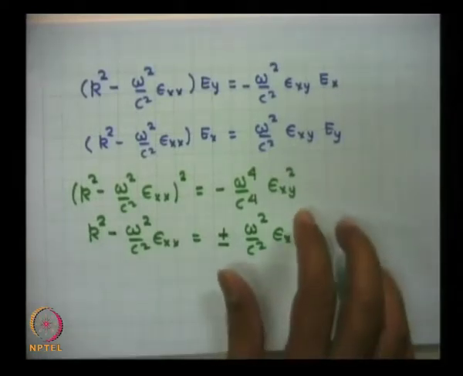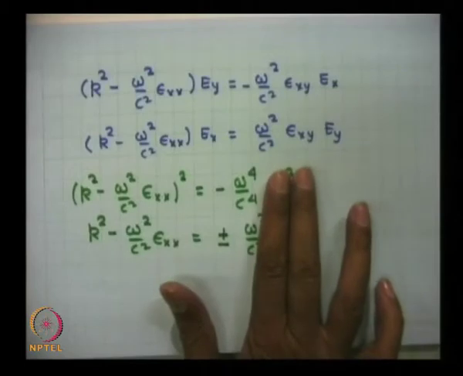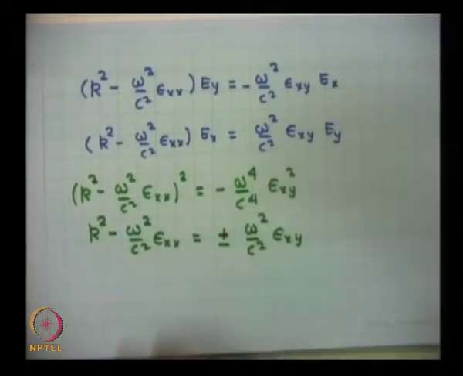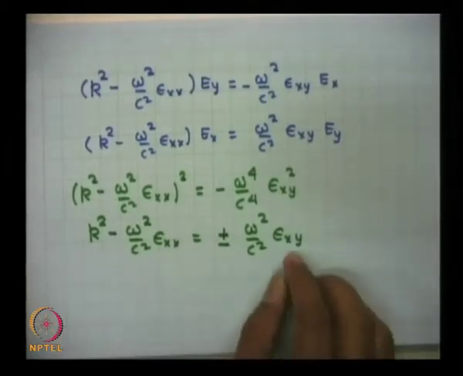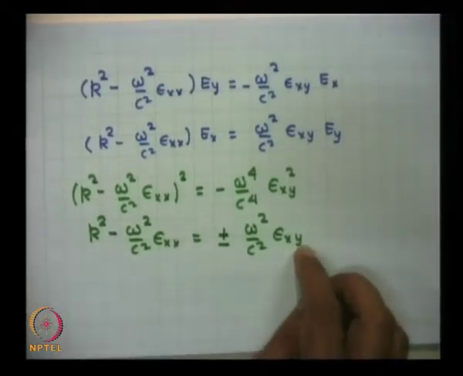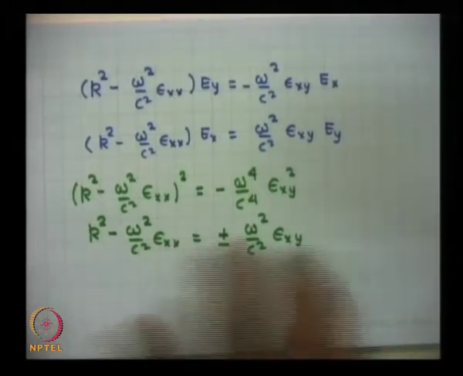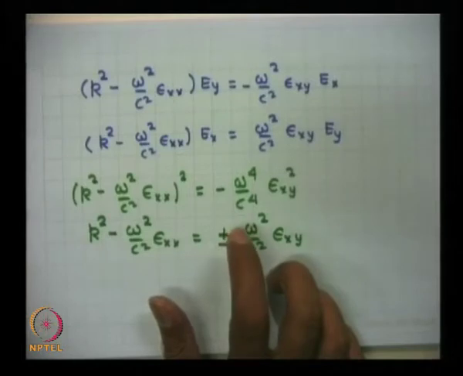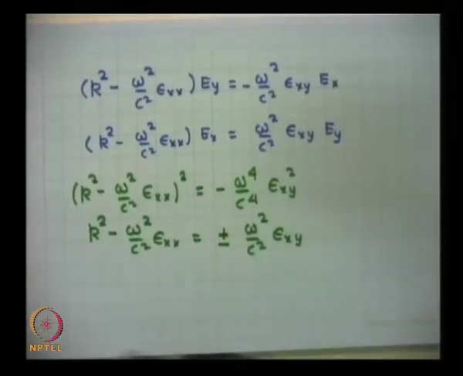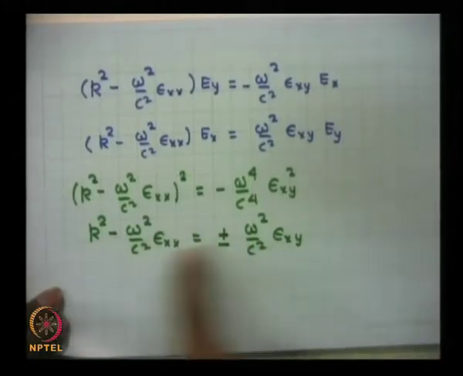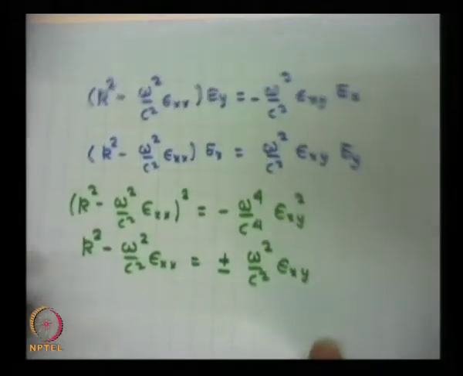If there were no magnetic field, epsilon xy is 0 and this term is not there. So, k has simply this value. But now, because of the magnetic field, epsilon xy is finite and there are two possibilities: the right side can have a positive sign or a negative sign, and corresponding to the two signs we get two roots of this equation, two values of k rather. One of them is called kr, the other is called kl.